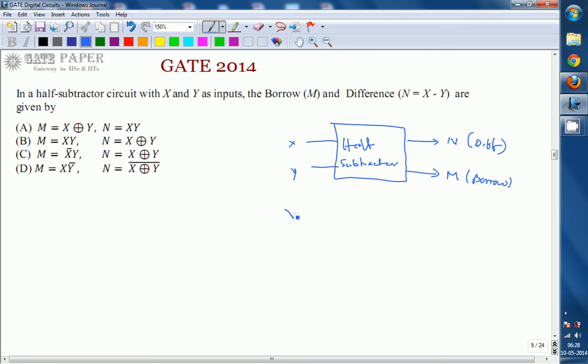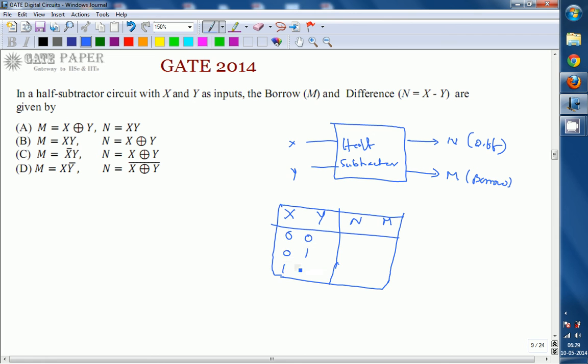So we can write a truth table with X, Y, and N, M. N is the difference, whereas M is the borrow. What are the possible values for X and Y? It is 0 0, or 0 1, or 1 0, or 1 1. So for all possible combinations of input, what will be the values of N and M?